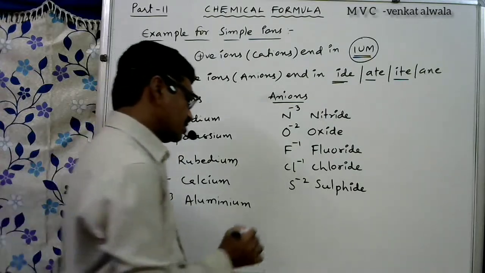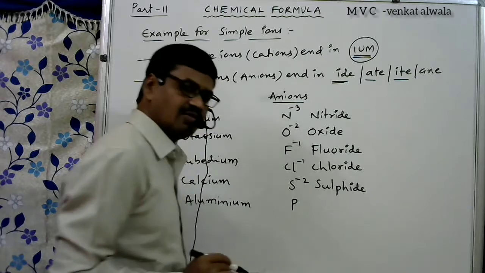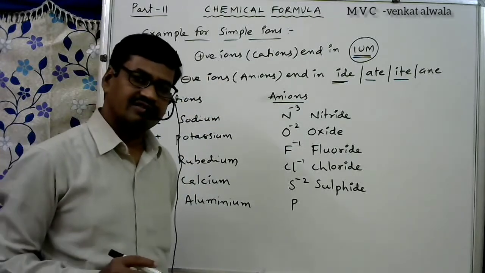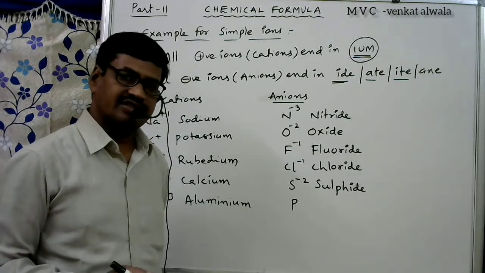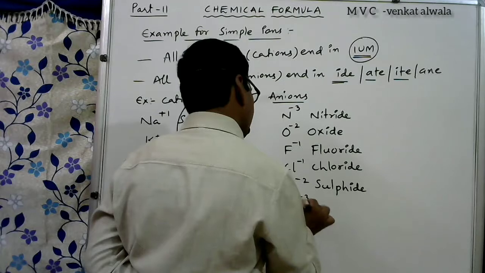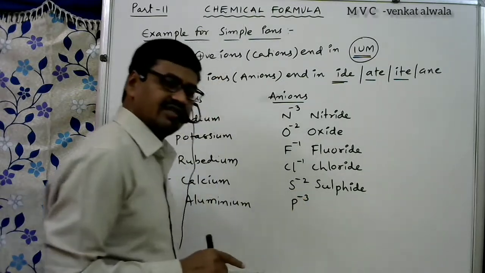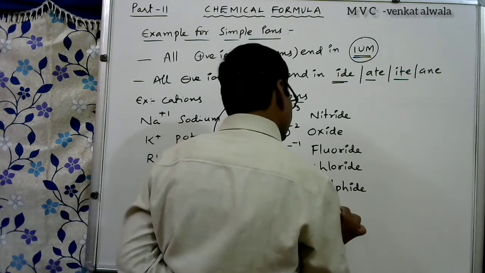Similarly, here phosphorus I am taking. The number of electrons in phosphorus is 15 as per atomic number. So how many electrons does it require? 3 more electrons it requires. So that -3, 15 and 3, 18. So argon configuration. So this is phosphide.